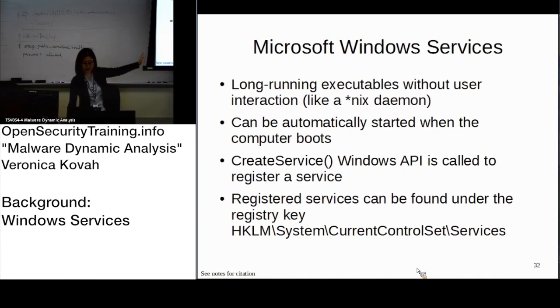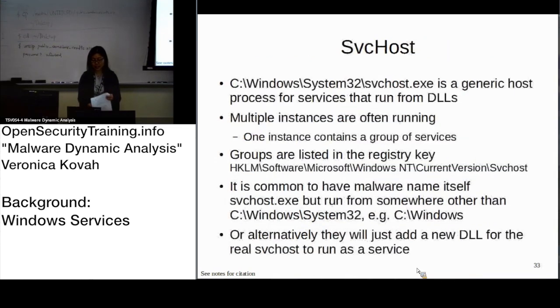The path is HKLM\System\CurrentControlSet. We just look at CurrentControlSet, which is linked to one of the control sets, and underneath there's Services. All right, and SVCHost, who knows SVCHost? Who has heard about it? Okay. This is a generic executable file to run services that come from DLLs.